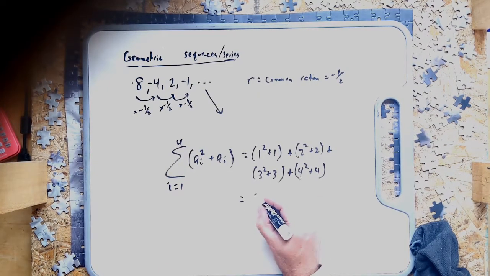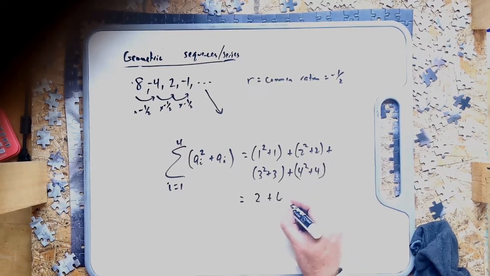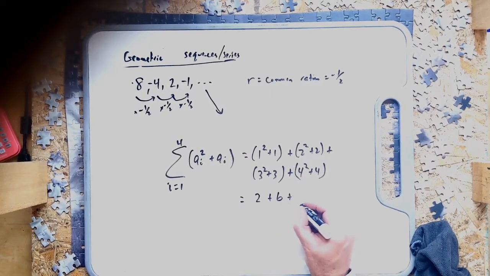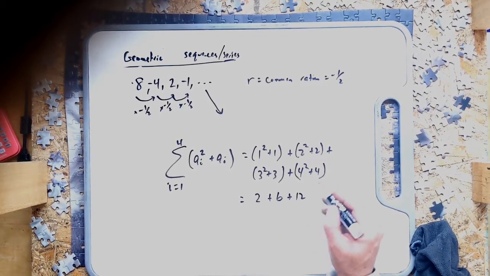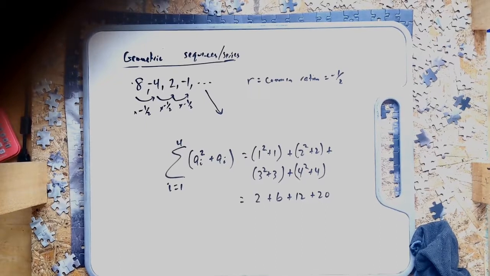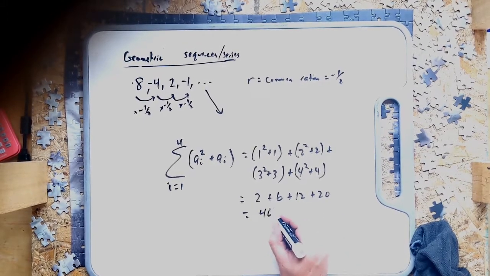This equals 1 plus 1, or 2. 4 plus 2, 6. 9 plus 3, 12. And 16 plus 4, 20. And now I add them up. 2, 8, 20, 40. And that's my sum.